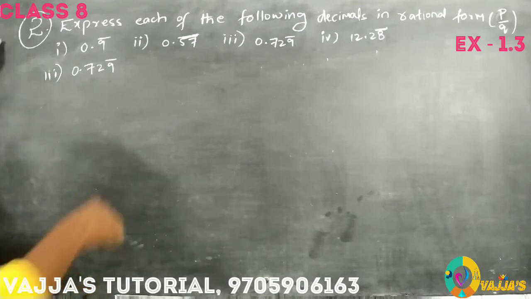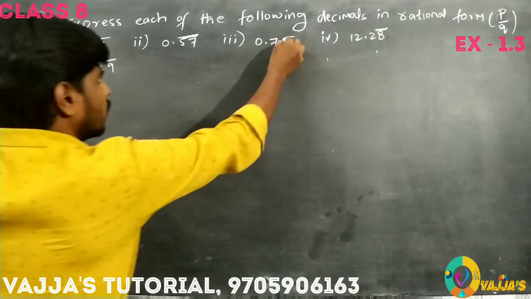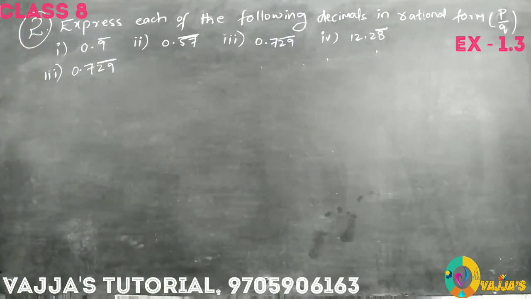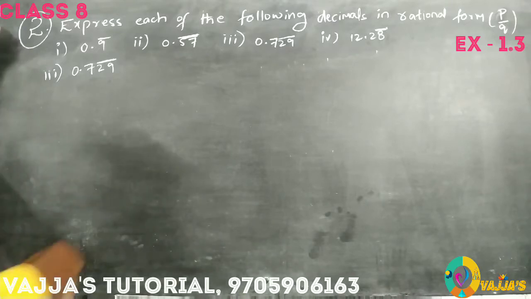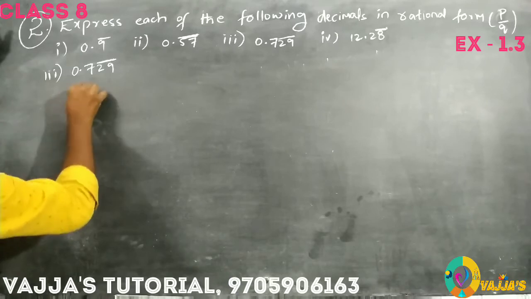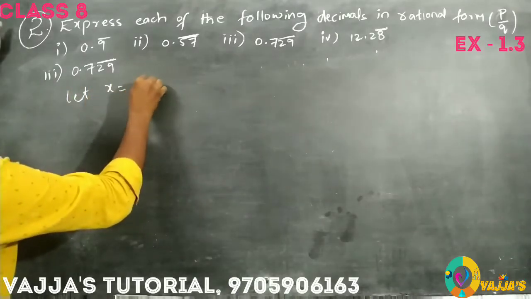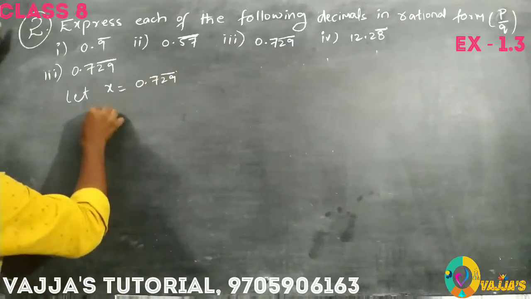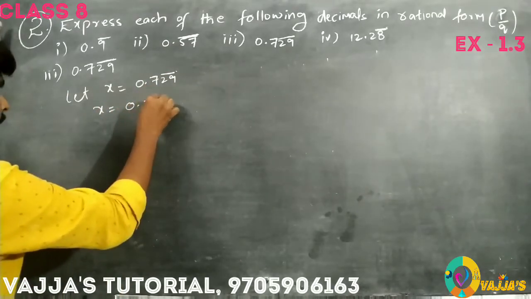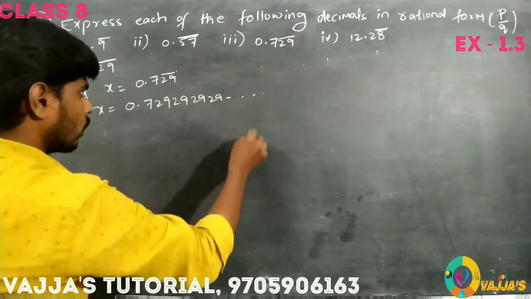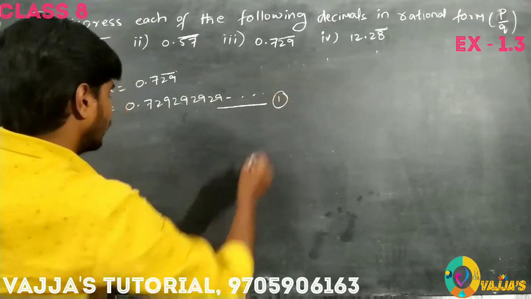No more bar on the top of 29. Okay, bar on the top of 29. Right. So let x is equal to 0.729 bar. Okay, so we can write x is equal to 0.72929 and so on. Okay, this is equation 1.